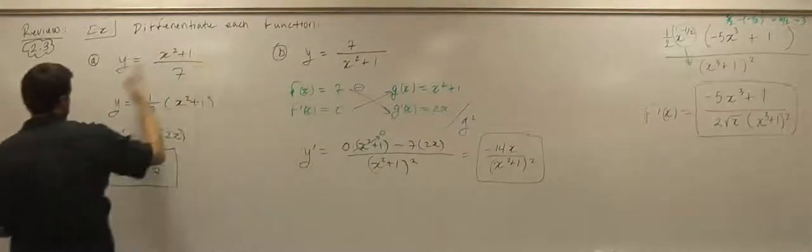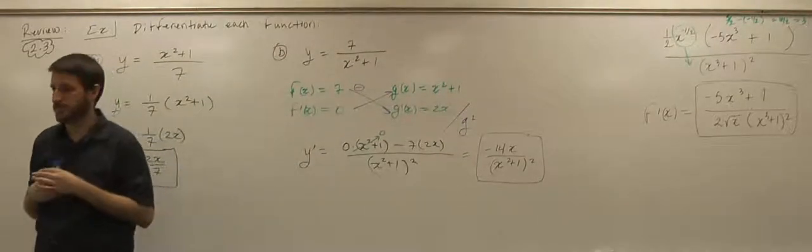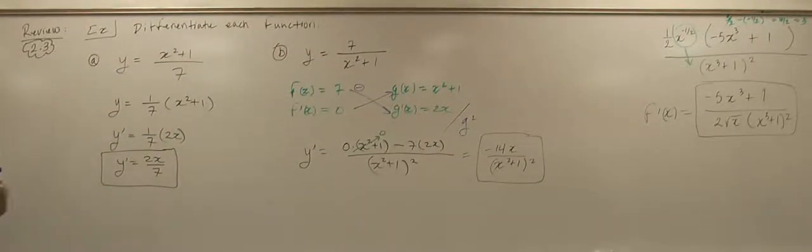Bottom constant, you can pull it out, save yourself a lot of heartache. Top constant, got to do the quotient rule. Okie dokie.